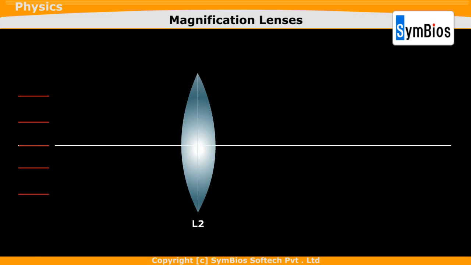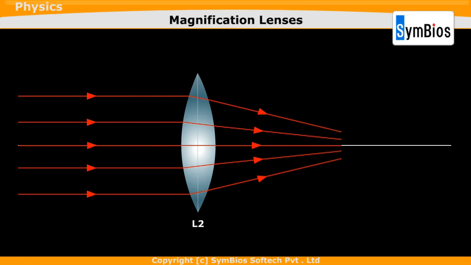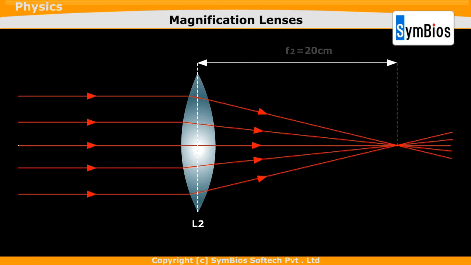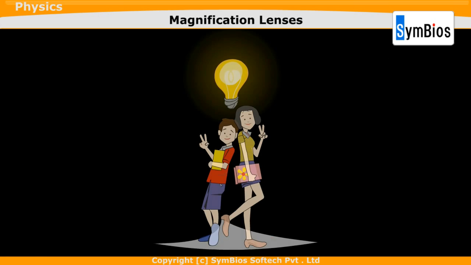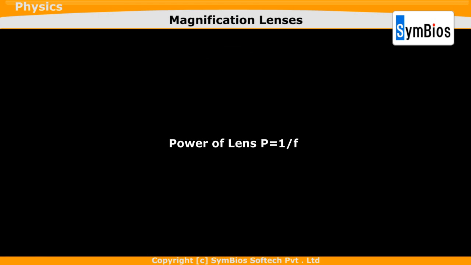Now, let's pass the beam of light through L2 and measure the distance to the point at which the light rays converge. The distance is 20 centimeters. Hence, the power of this lens is 5D. From this demonstration, we have understood the following formulae. P = 1/F.